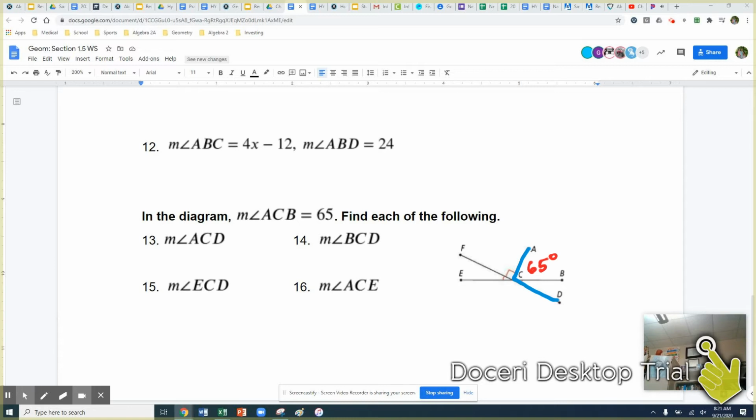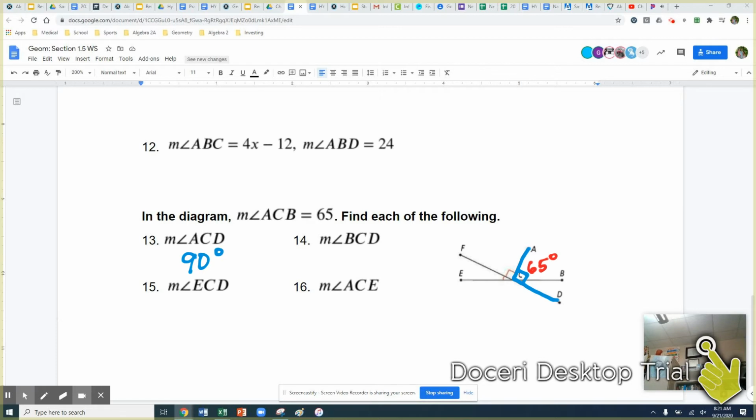ACB. Any thoughts on that one? Remind me your name again. Carson. Carson Hess, right? Yeah, it's the same as ACF. So you can tell it is 90 degrees. Perfect. So it looks the same as ACF. ACF is 90 degrees. And then yes, ACD is also going to be 90 degrees.